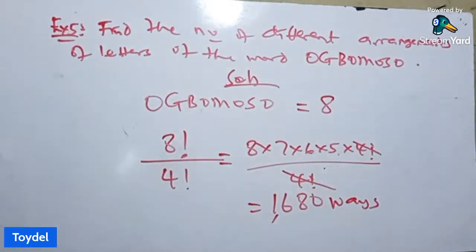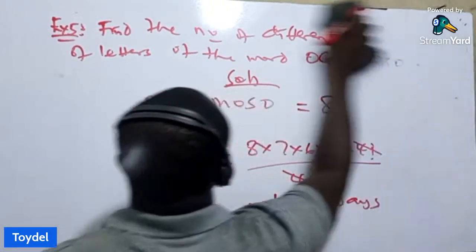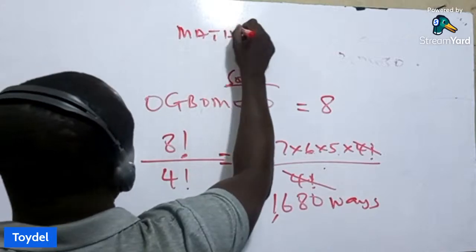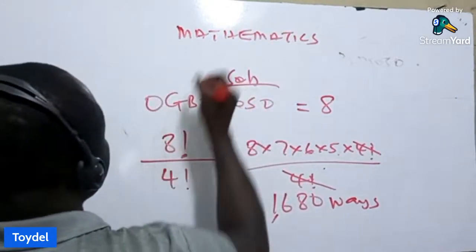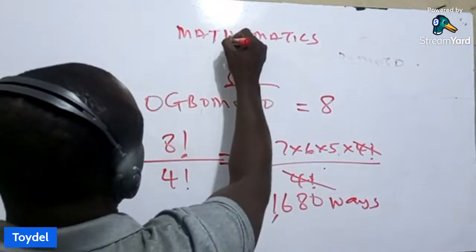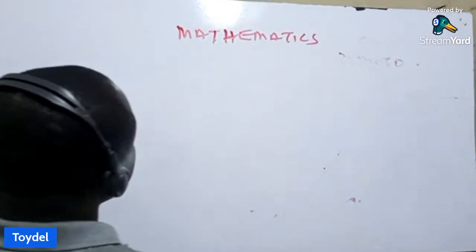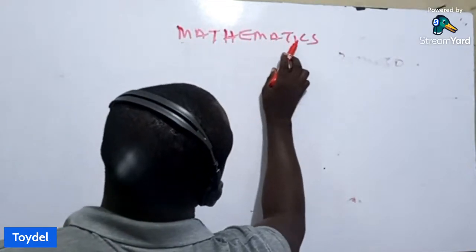And of course, we can have so many examples on this. So what if you are given the word, let's say mathematics, the word mathematics. If you have to find the number of ways we can arrange the letters of this word mathematics, what will happen? Just look at it. How many letters do we have all together? You add it: 1, 2, 3, 4, 5, 6, 7, 8, 9, 10, 11.